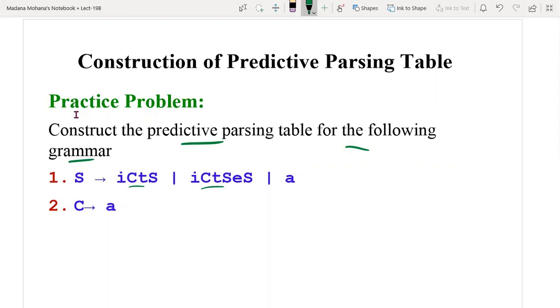If you remove left recursion, that is very simple to remove. Or if you apply left factoring, that is again very simple. So automatically all are eliminated. Then you can find the first and follow values. Then by using this predictive parsing table construction algorithm, you can find the entries and add them in the table.